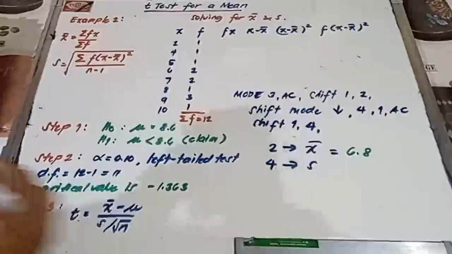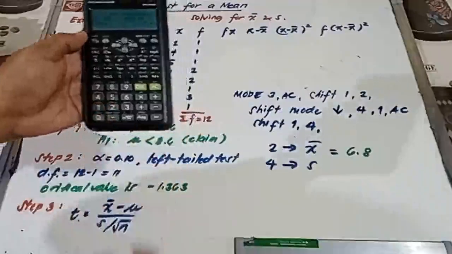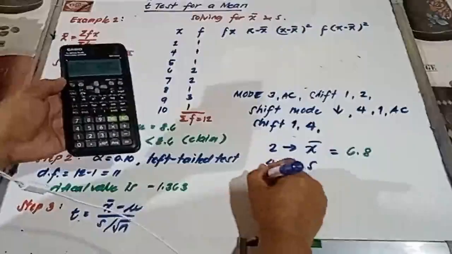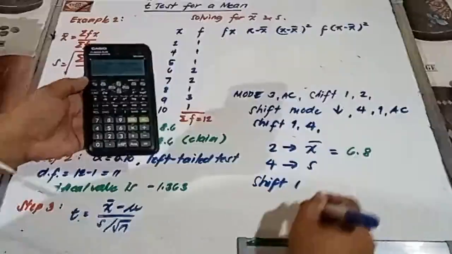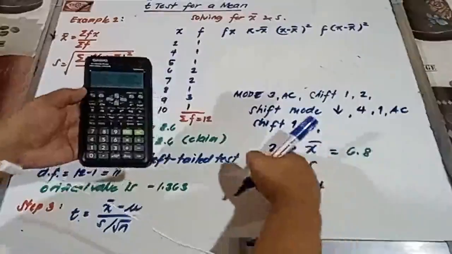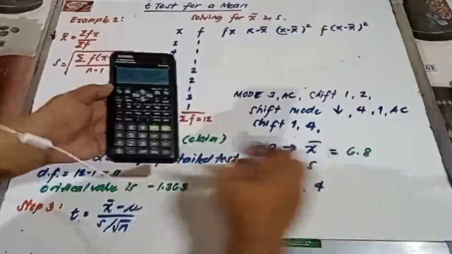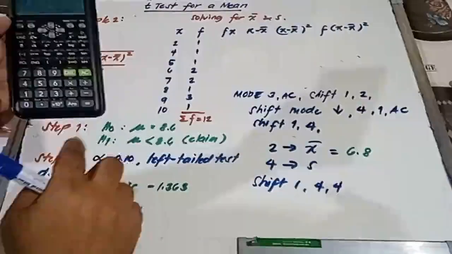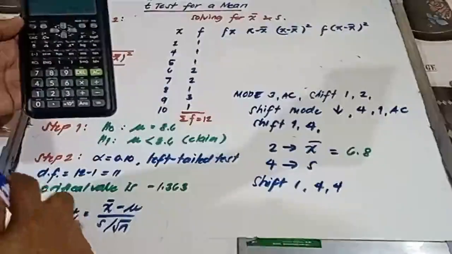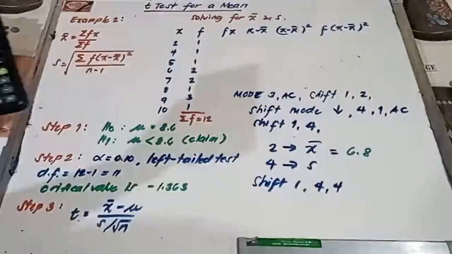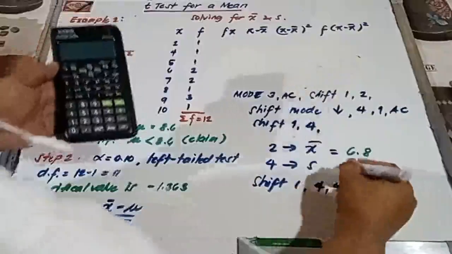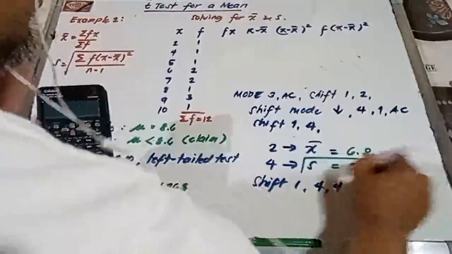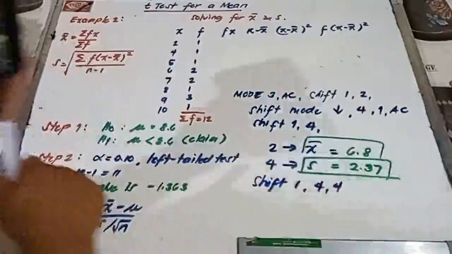Okay? And then, para sample standard deviation, shift stat ulit. Shift stat o shift 1 and then 4. By the way, ang prines ko dito ay 2. Dito ipepress ko ulit ay 4 and then 4 ulit. Then equals. Lalabas is 2.37 in 2 decimal values. So, meron na tayong sample standard deviation, meron na tayong sample mean.